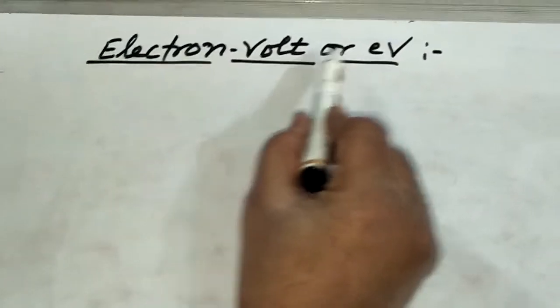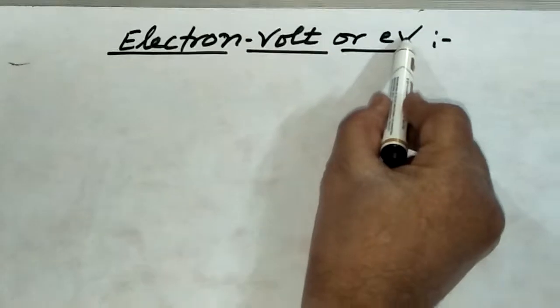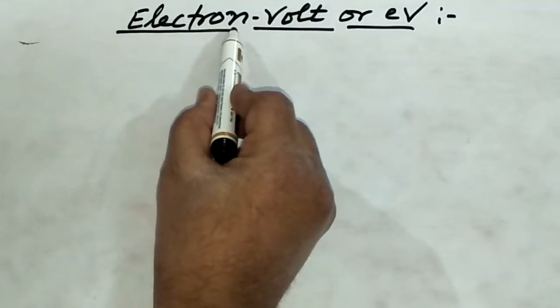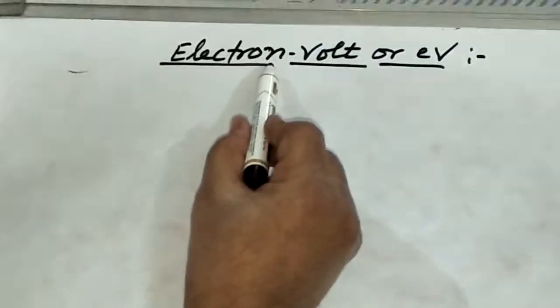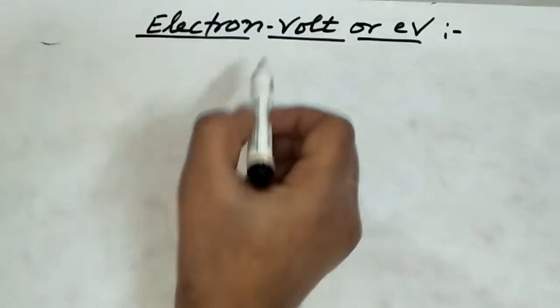Today I am going to discuss the electron volt, which is also represented by eV. But before this, I would like to remind you once again what the potential difference is, which I have already discussed in the previous video.